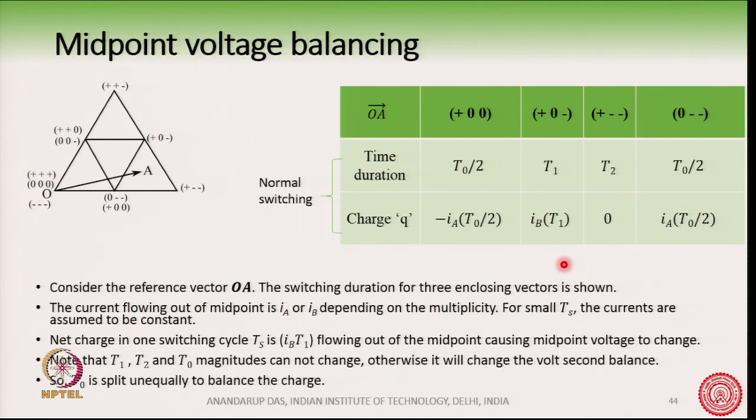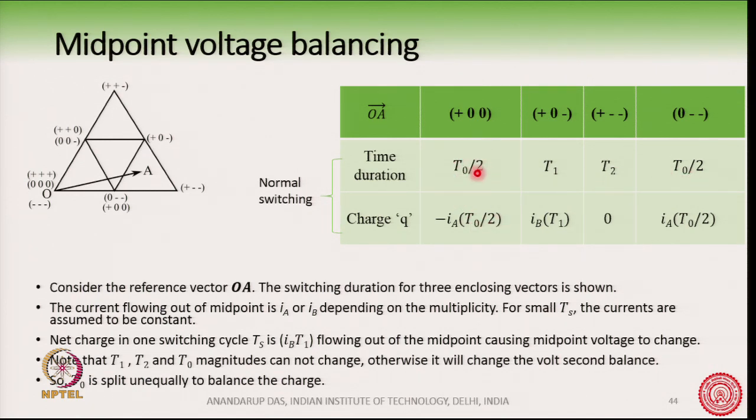Now, we would like to make this equal to 0. We do not want the midpoint voltage fluctuation, so we want the fluctuation to be equal to 0 in one switching cycle Ts. So, how can we do that? Note that the technique that we will use is this T0 by 2, right.